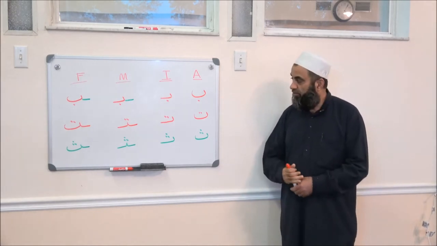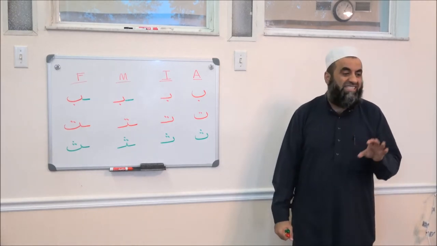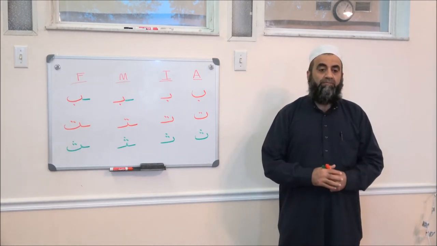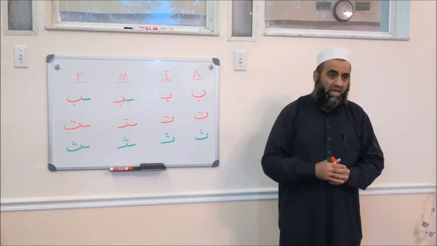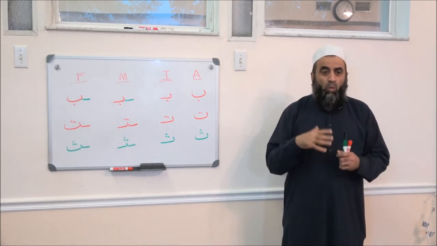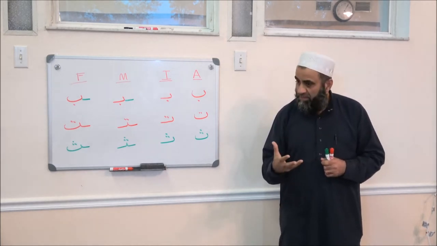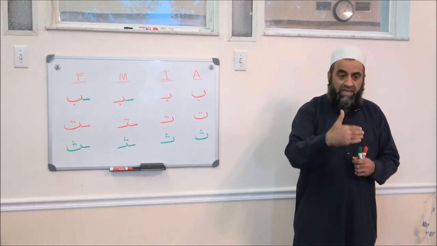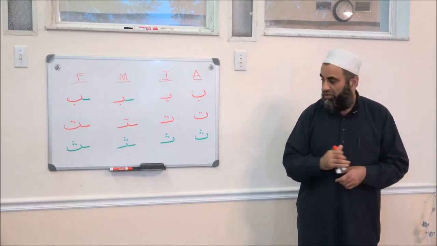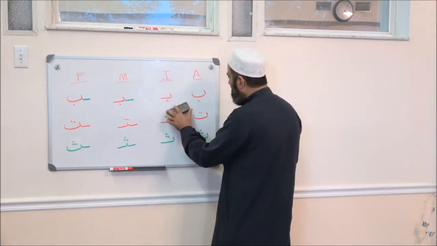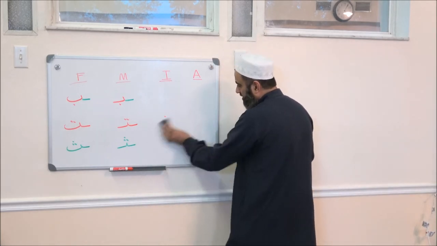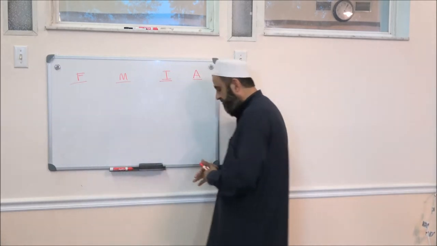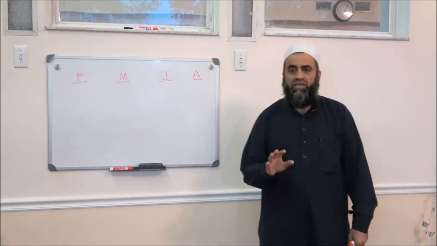Okay, very good. Now we are going to cover the system of vowels in Arabic. We have the long vowels and we have the short vowels. Once we learn these, then it will become easy to start reading in Arabic immediately, inshallah. So let's do that. We have three vowels in Arabic.